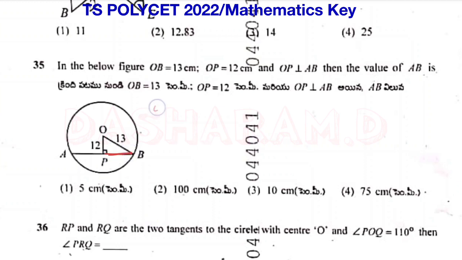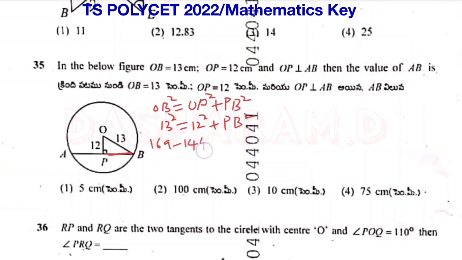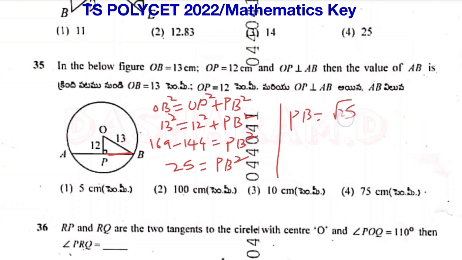By Pythagoras theorem, OB square equals OP square plus PB square. 13 square equals 12 square plus PB square. 13 square is 169, 12 square is 144, and transpose to the left side. 169 minus 144 is 25, so 25 is PB square. Then PB equals root 25, and PB equals 5.